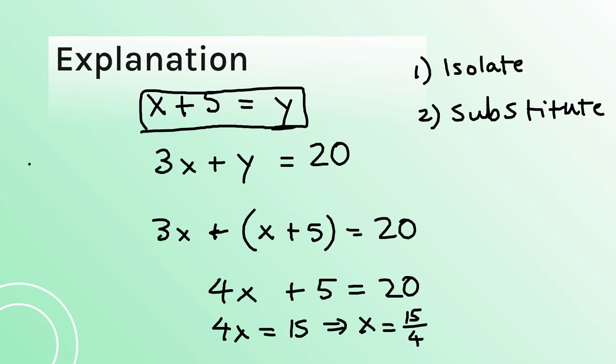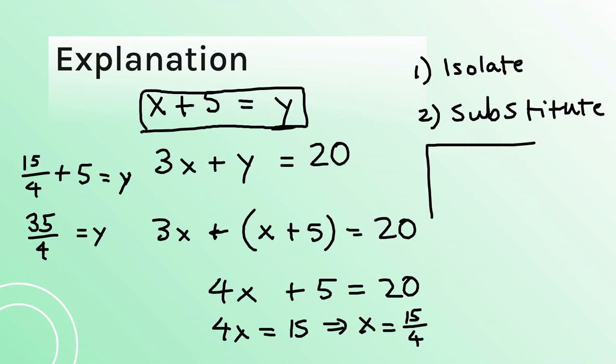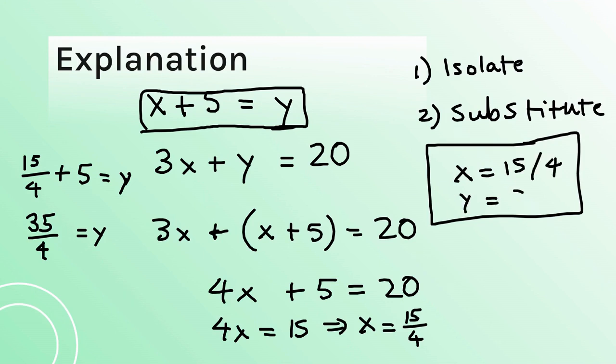So let's go back up here. We can do 15 over 4, so that's x, plus 5 equals y, and this gives us, I believe, 35 over 4 equals y. So our final answer, and I know it's become a bit messy, I'll just write it over here and box it here, is x equals 15 over 4 and y equals 35 over 4.